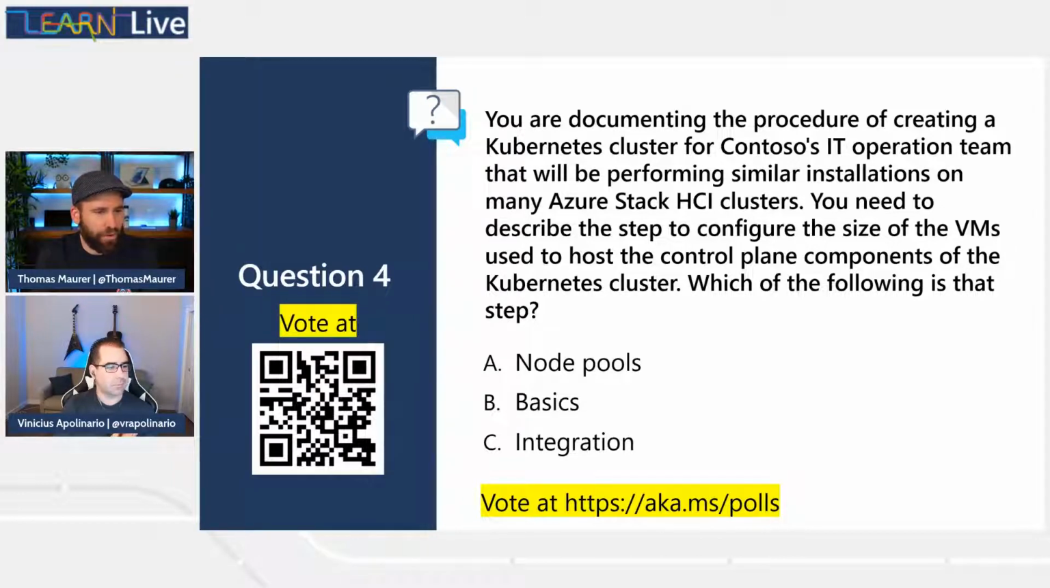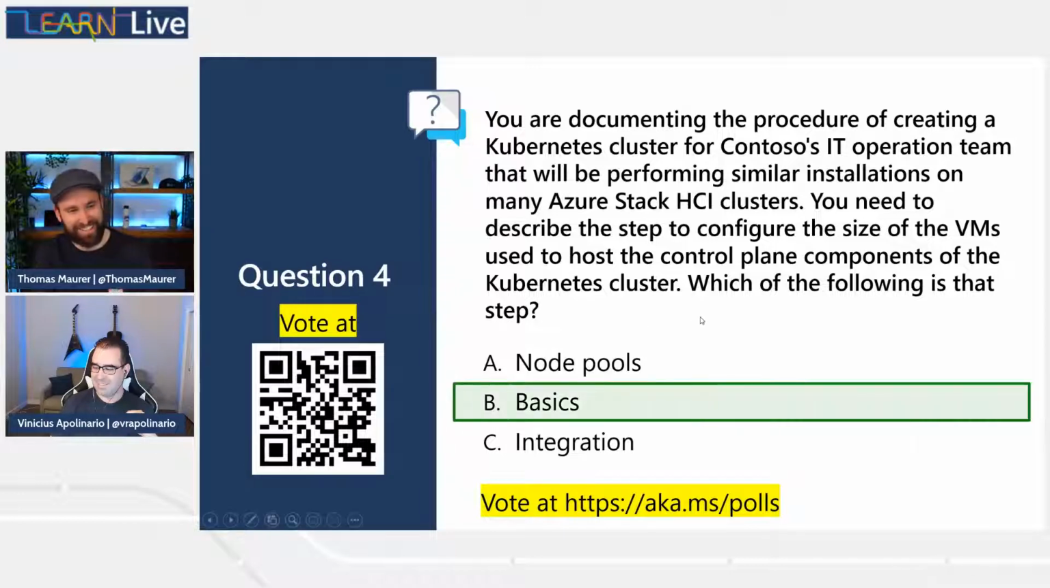So you can imagine that this step was, I think, pretty at the beginning, just to help a little bit here, right? So it is obviously something you need to do very early on. It's one of the first things you need to decide. So again, feel free to go out and check the polls. So we have A, node pools, B, basics, and C, integration. So again, by saying that it was pretty much at the beginning, it's a pretty basic setting, I would say.